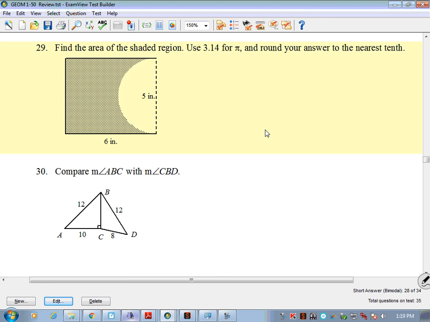All right, question number 29 comes from lesson 40. Question number 30.